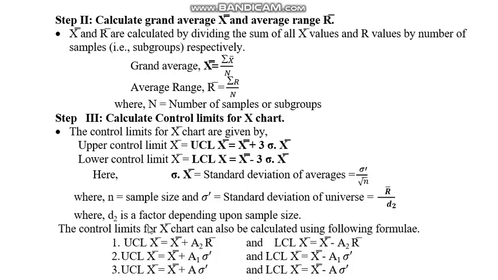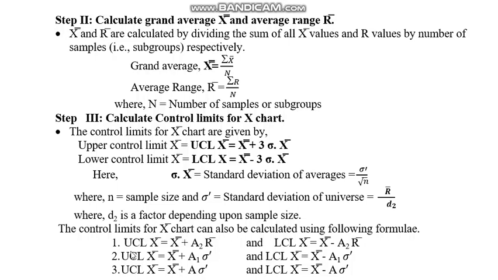Now d2 is a factor depending upon the sample size. This will be available in the standard tables. So here you need not worry about what this d2 is. From the standard tables you have to choose this, and this depends upon the sample size. That means, if the sample size is 5, it may be something, if it's 10, something else, like that.